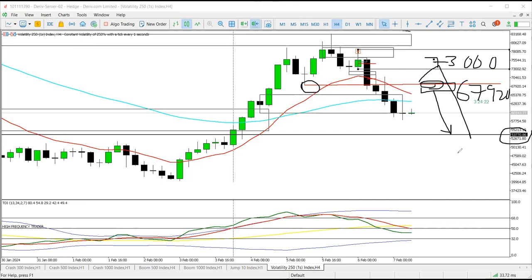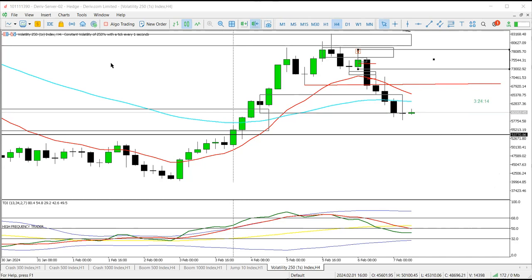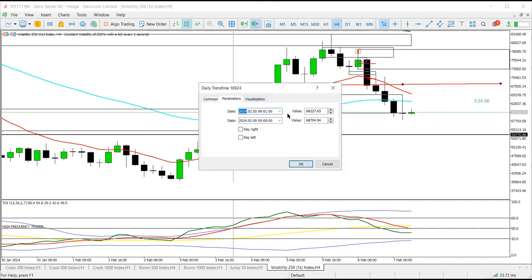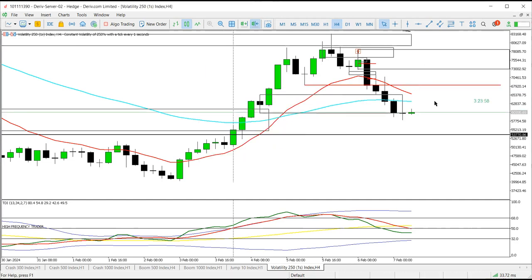Then as soon as we break this area, those are sales which you can actually hold to the next zone on the higher time frame. So that's my view on B250. I'll leave it on this chart on the 4-hour. 68,227. Okay, so those are the 2 points of interest I have for sales.